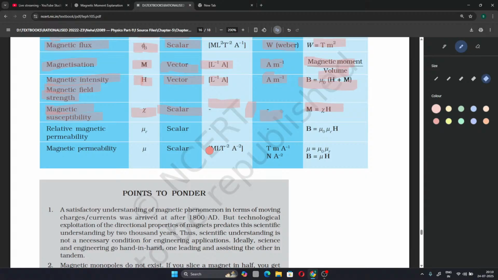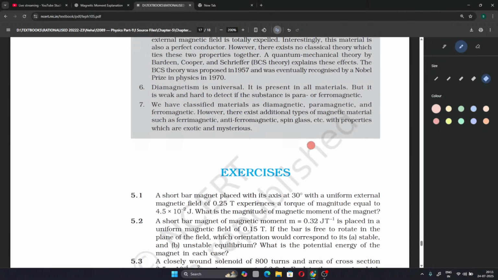on magnetization, which is given by the proportionality constant chi. Relative magnetic permeability mu r is a scalar, which is B over mu naught H. Magnetic permeability of the material is a scalar as well. It is B equals mu H, where mu is equal to mu naught times mu r.